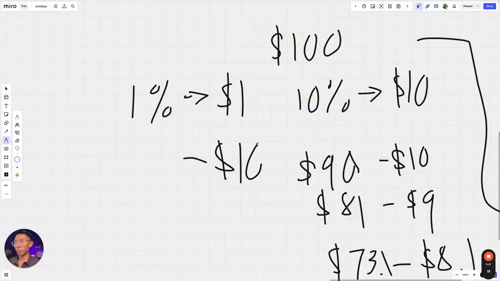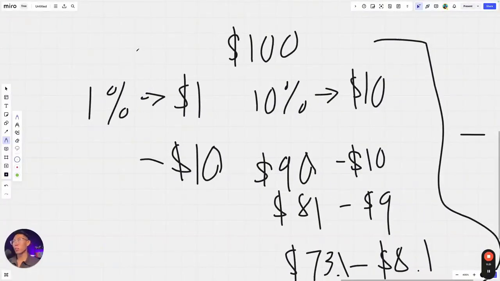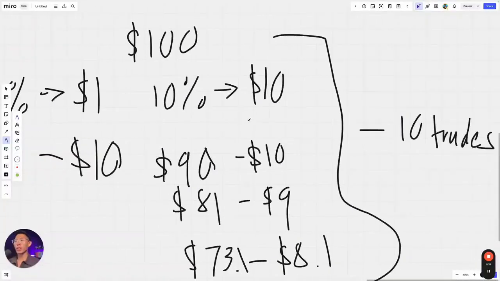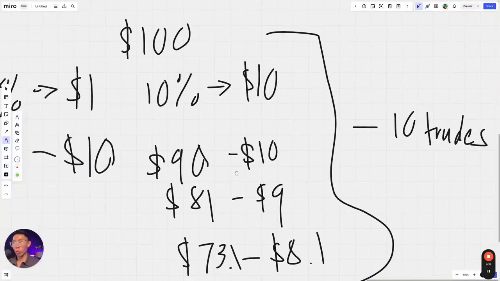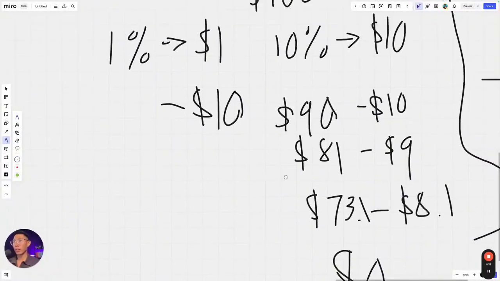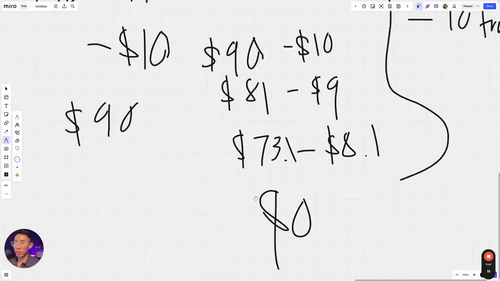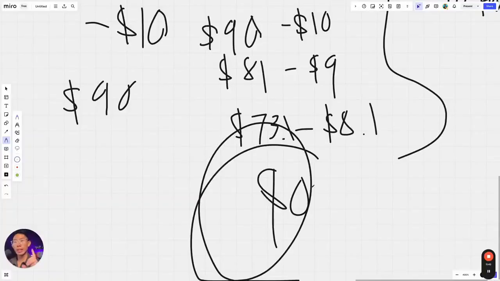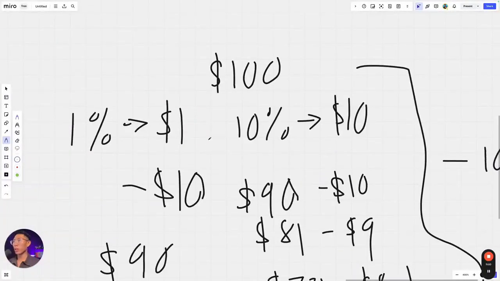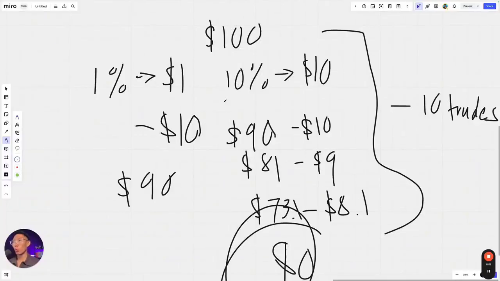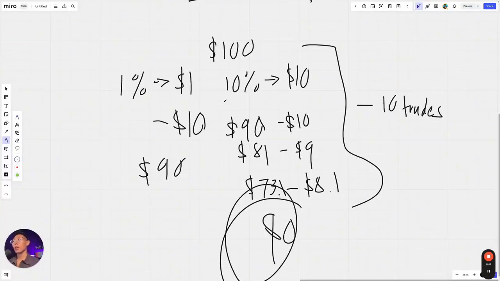And in this case, guess what? Both trader A and trader B lost 10 trades in a row. But trader A has $90 left in his account to trade, while trader B has $0 left in his account. So in this example, I have shown you how important risk per trade is. If you practice proper risk per trade, you will have enough money to trade with.